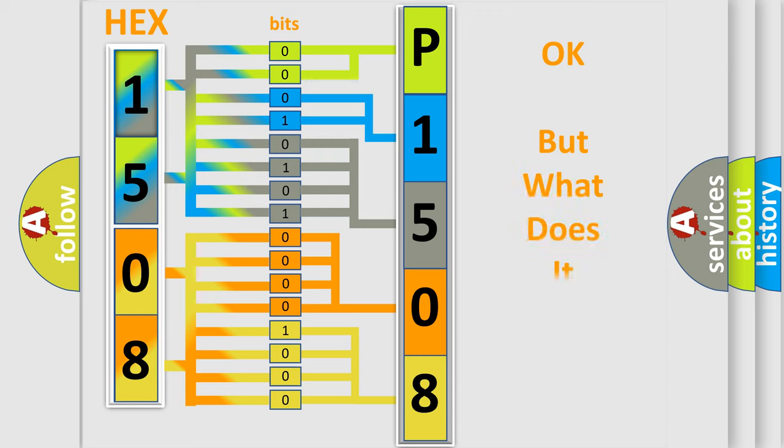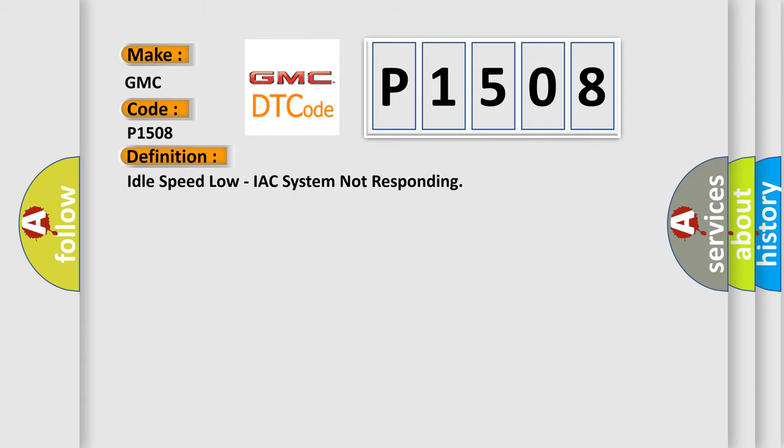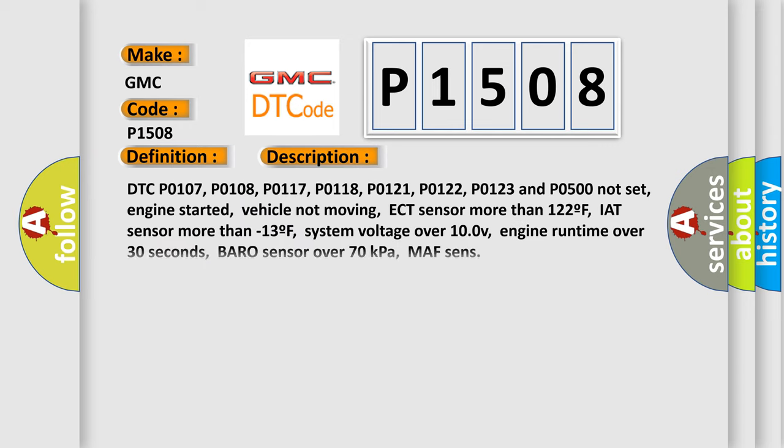The number itself does not make sense to us if we cannot assign information to what it actually expresses. So, what does the Diagnostic Trouble Code P1508 interpret specifically for GMC car manufacturers? The basic definition is idle speed low, IAC system not responding. And now this is a short description of this DTC code.